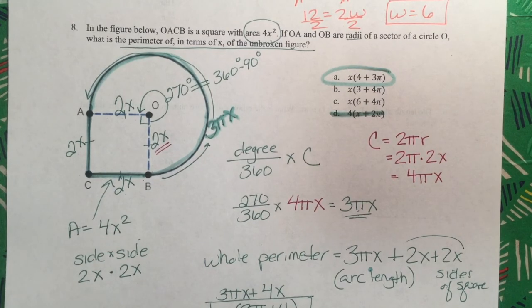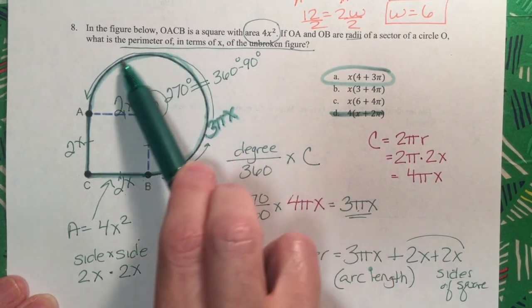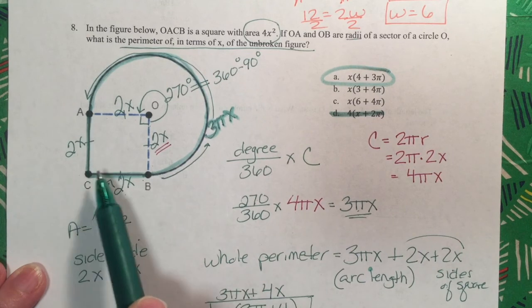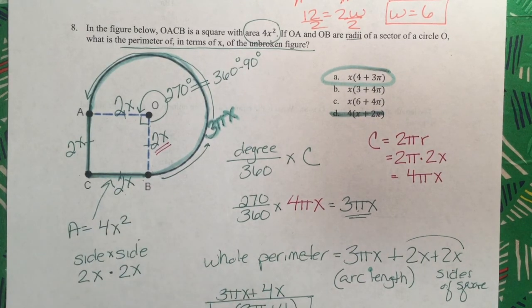Okay? So 3 pi gets you around the curve. And then the 2x and the 2x get you around the square. And that's it. Okay?